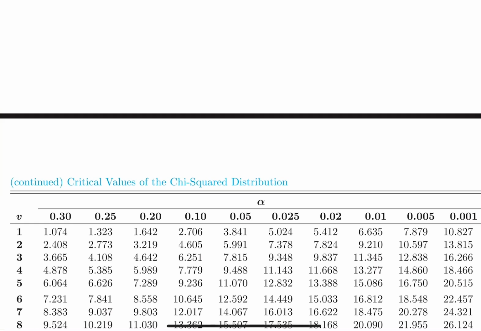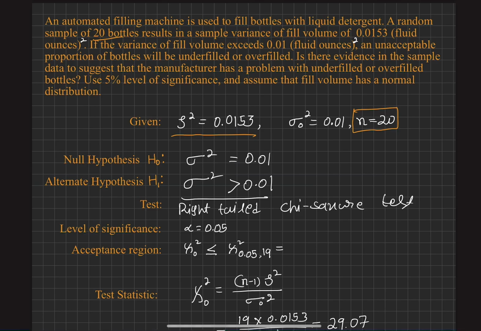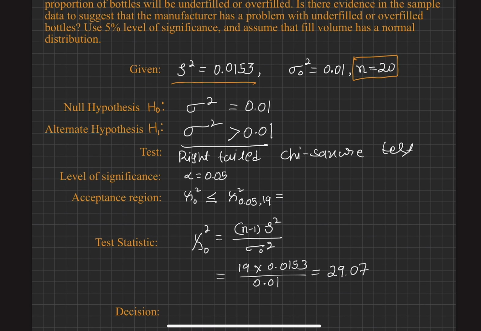We determine this value from the chi-square distribution table. Let us consider the chi-square distribution table. Corresponding to alpha 0.05 and degree of freedom 19, the corresponding chi-square value is 30.144. So we have the corresponding chi-square value, that is 30.144.